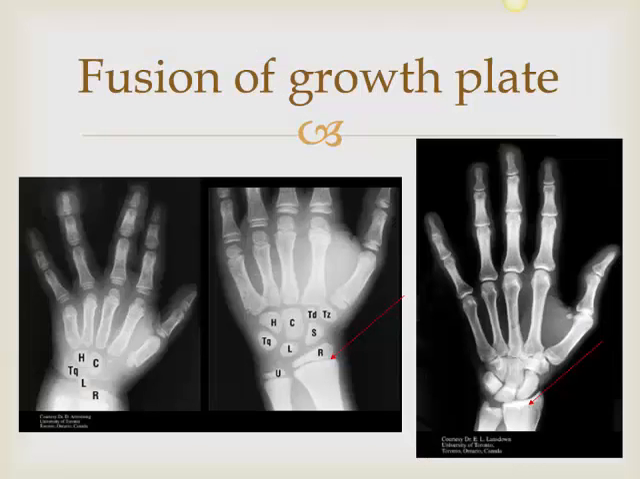So here what we are looking at are two x-rays. One is the x-ray of a child and the other one is an adult x-ray. Both of these are of a child of different ages and this is of an adult. So we just discussed ossification.